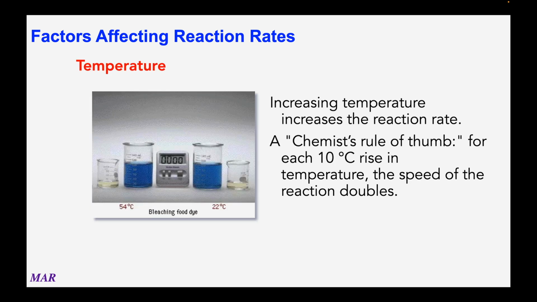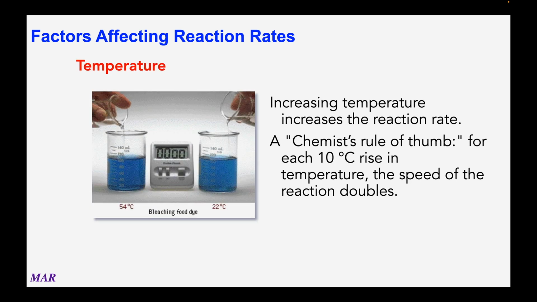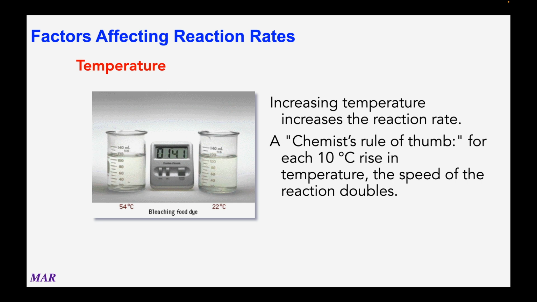If we pour equal amounts of hot and room temperature bleach into separate beakers of colored water, we see that the hot bleach on the left destroys dye molecules more rapidly than the room temperature bleach on the right. Warmer temperatures make reactions go faster, and we'll talk about why that's the case in a little bit in this chapter. But if you need a reaction to go faster, you can warm it up, and that will certainly make it go a lot faster, as you could see from that food dye example.